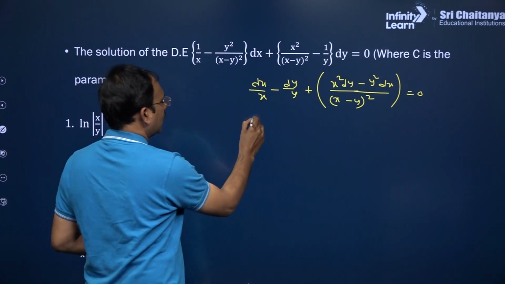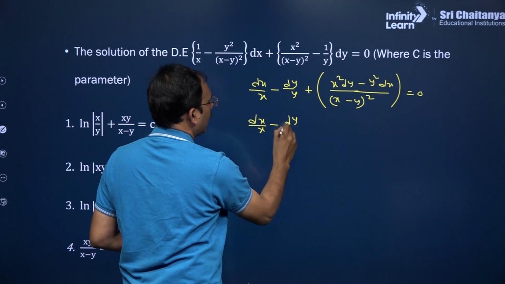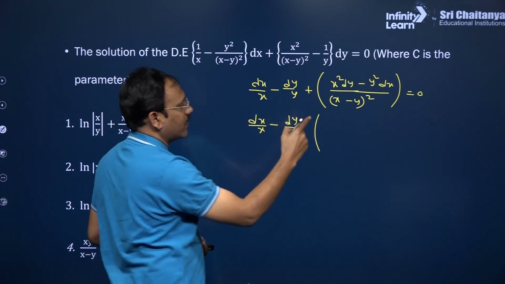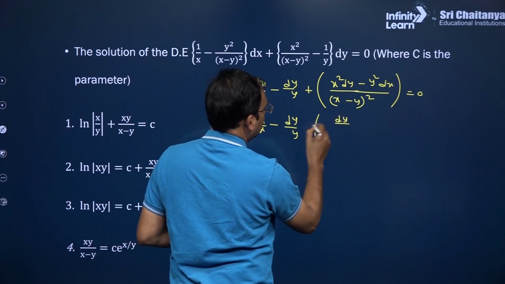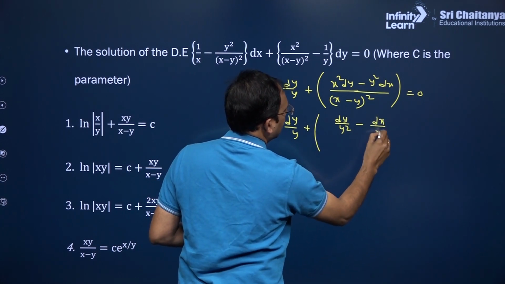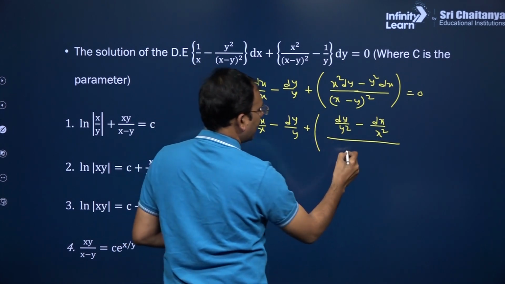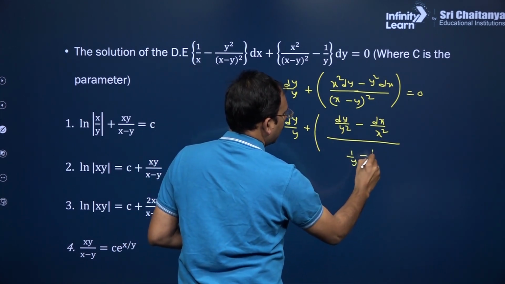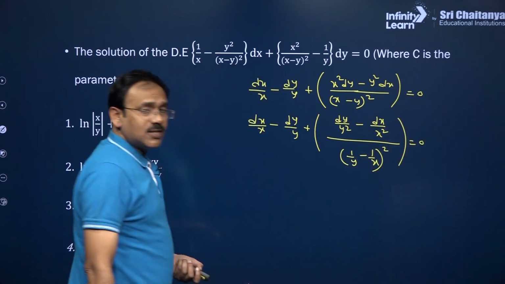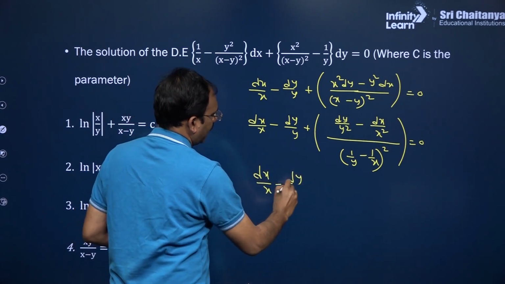Dx by x is easy to take the integral, and dy by y also. You just divide the numerator and denominator with x square y square, so that you will get dy by y square minus dx by x square by, if you divide with x square y square by xy, it means (1 by y minus 1 by x) whole square. So friends, here one more interesting point is dx by x minus dy by y.